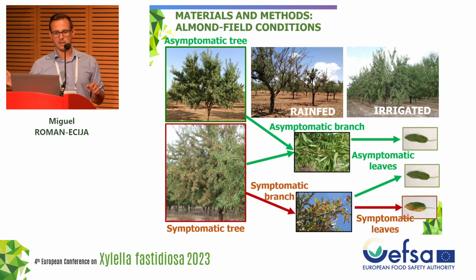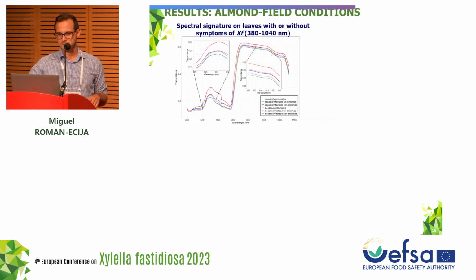On one side, leaves without symptoms from asymptomatic and healthy trees, because we also did a qPCR analysis. And on the other side, leaves from symptomatic trees. And between them, leaves without symptoms from branches with or without symptoms, to try to figure out if these asymptomatic leaves have a different pattern to the healthy trees.